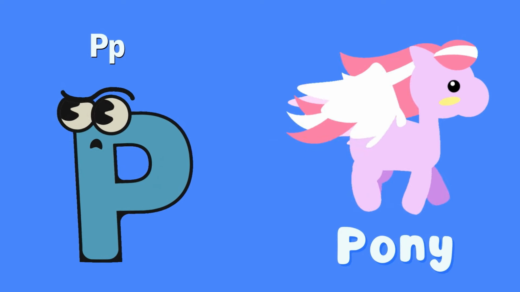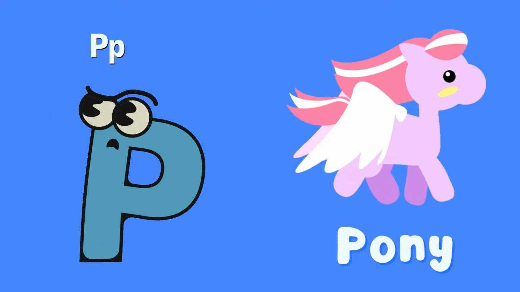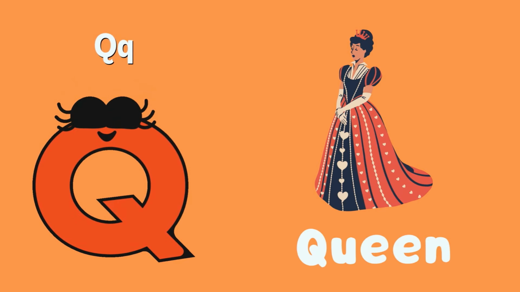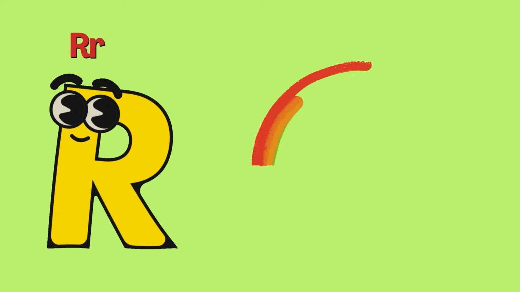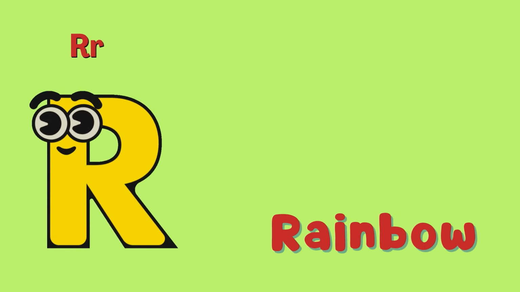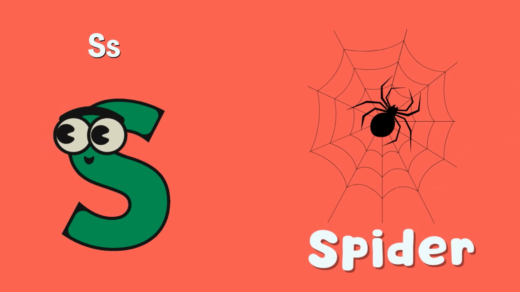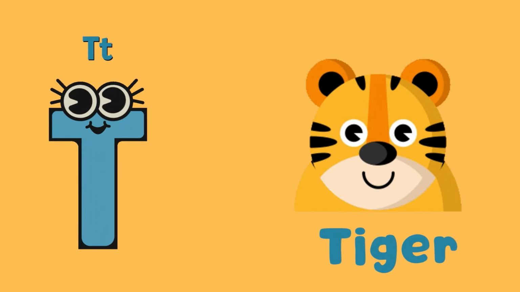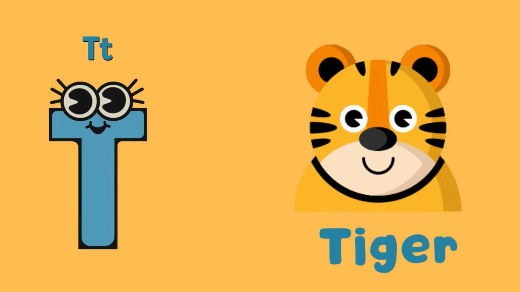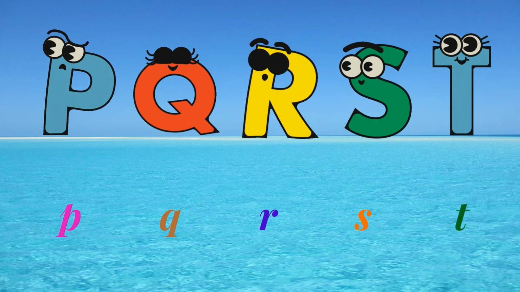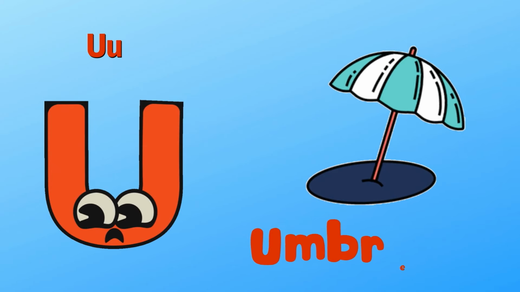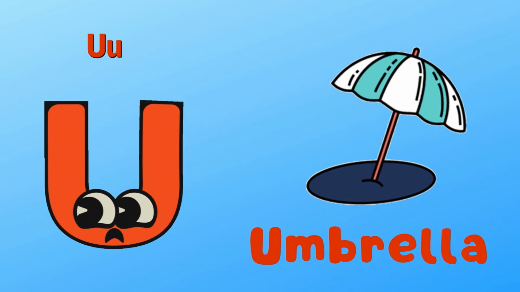P is for pony, p, pony. Q is for queen, k, queen. Q, queen. Umbrella. V is for violin.